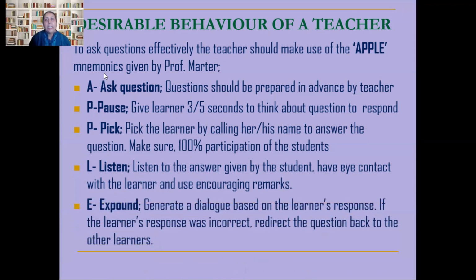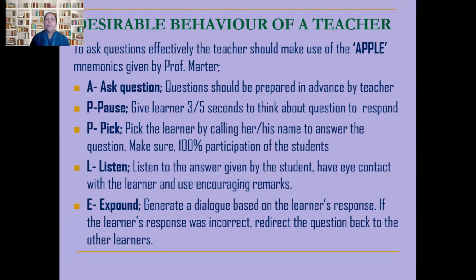Next is E, the last letter of the word apple, expound. Generate a dialogue based on the learner's response. If the learner's response was incorrect, redirect the question back to the other learners. Just take care that you need to have a discussion if the question was an open-ended question. So have a dialogue, have a discussion if some things need to be clarified.